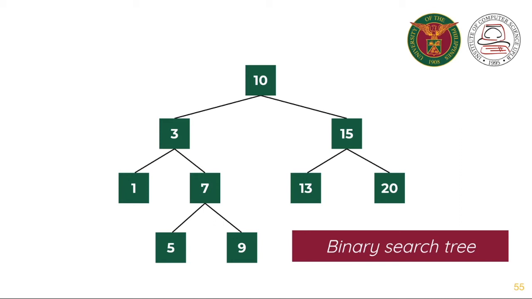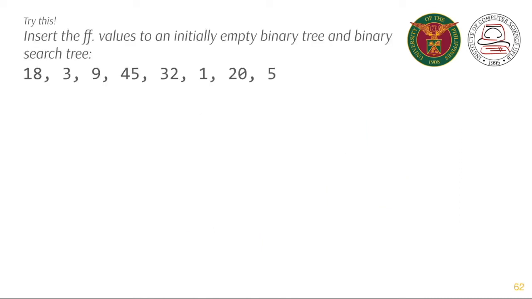Addition of new values and deletion of values while maintaining the sorting can also efficiently be done in binary search trees. So let's try this example. We are asked to insert the following values to an initially empty binary tree and BST: 18, 3, 9, 45, 32, 1, 20, and 5. So we are going to simultaneously insert them to an initially empty binary tree and binary search tree.